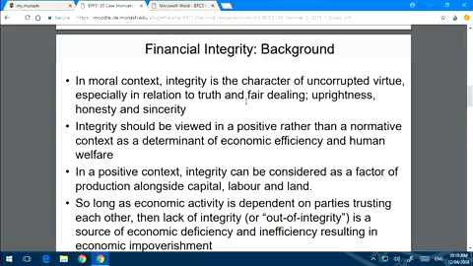Integrity should be viewed as positive rather than normative. Let us look at normative behavior. Normative means it is prescriptive. One good example: say you are going to a doctor. The doctor will examine you and say you have fever, and so you are given some medicine, prescriptive. In other words, take this medicine, get bed rest, and you will get better. That is the sort of approach in normative work.